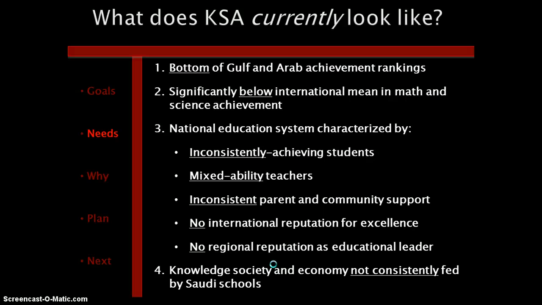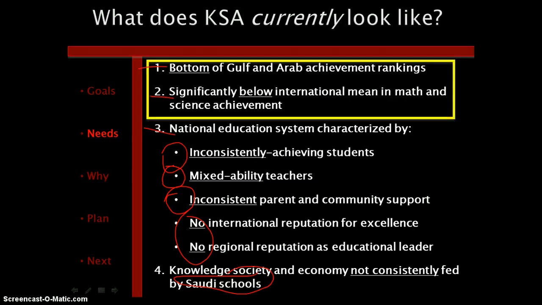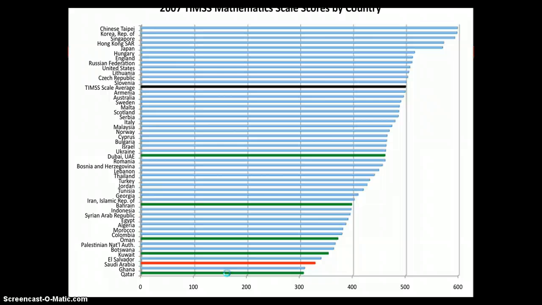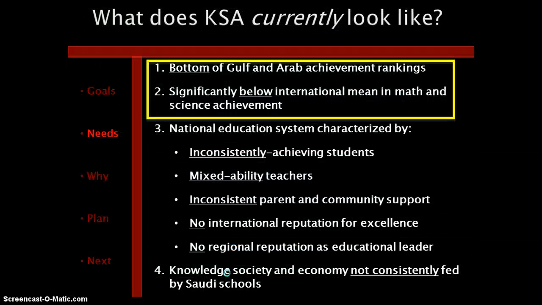The problem is that currently Saudi Arabia doesn't look anything like that. They're at the bottom of the achievement rankings. They're significantly below the international mean in math and science. They are inconsistent in how their students achieve. They have huge mixes in ability of teachers, very inconsistent parent support, and no reputation for excellence or as an educational leader. And Saudi schools, quite frankly, if we're measuring that, aren't doing much or anything to feed back into the development of a knowledge society or an economy. So, we could take a look at what that means, and we will do that in the next screencast.